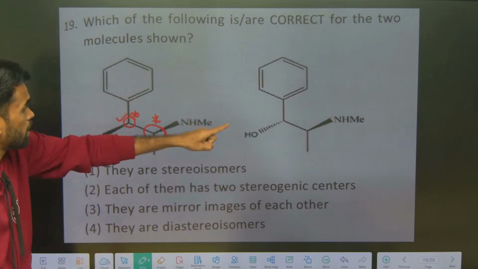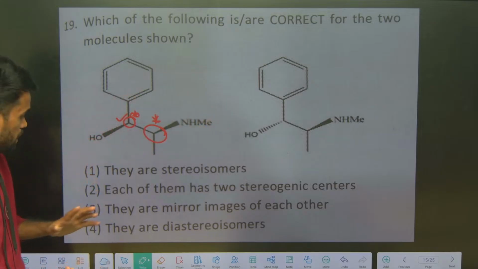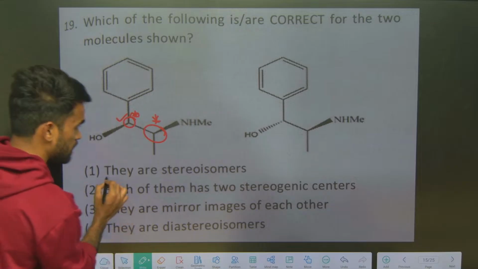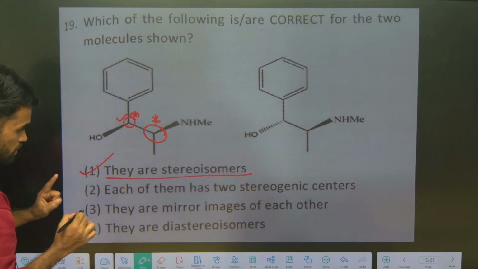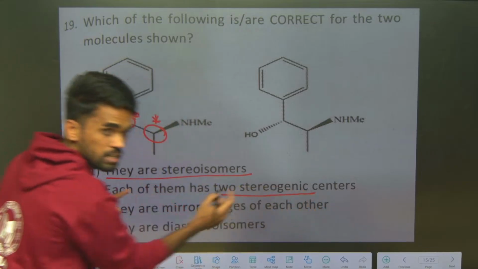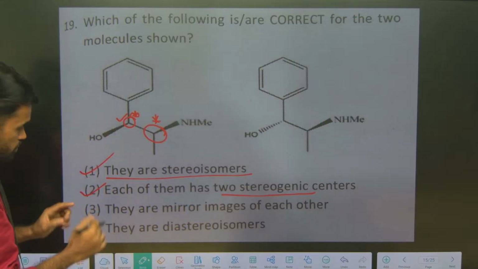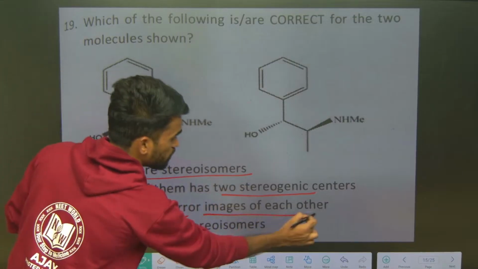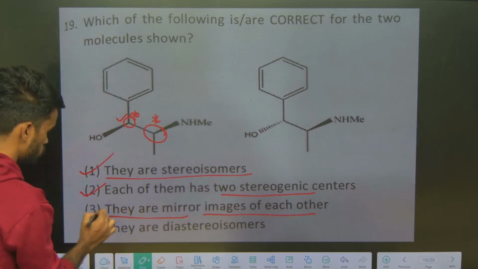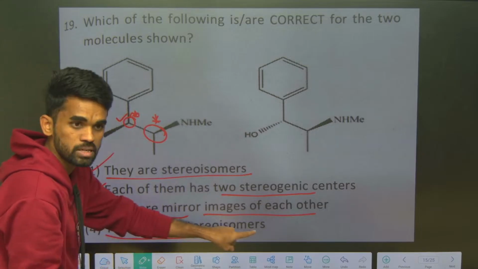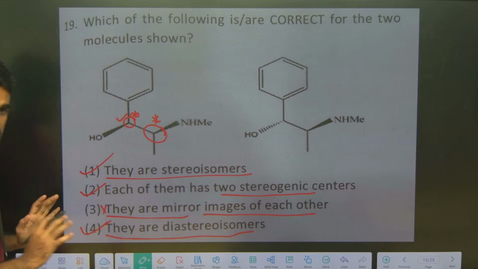Diastereomer. So what is the relation between images 1 and 2? First of all, they are stereoisomers, and then next, each of them has 2 stereogenic centers. This is also an MSQ type question. And then next, they are mirror images of each other. Are they mirror images? No. So remove this option. They are diastereomers. Yes, these are diastereomers. Is this clear or not?